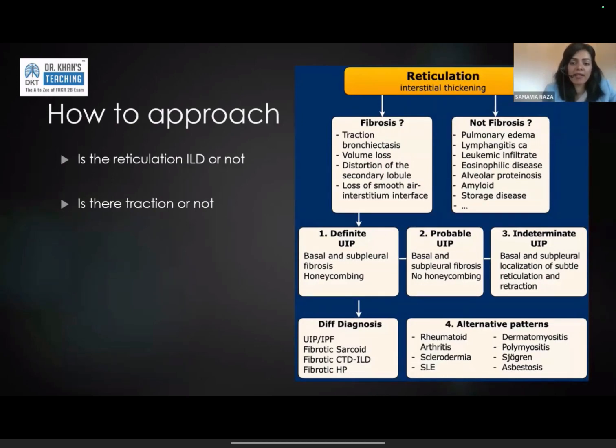UIP, check. Is there anything in addition to these findings that makes me think of an alternative diagnosis? Is the pleura okay? Are the lymph nodes okay? Is the patient known to be a connective tissue disease patient? None of that, UIP, check. All of that present, but honeycombing absent, you need to call it probable UIP. And if there is anything slightly uneasy about it, there's ground glass that is a bit too much, there is slight architectural distortion more in the upper zones, you can't really call it basal, any of these, feel free to call it indeterminate for UIP.